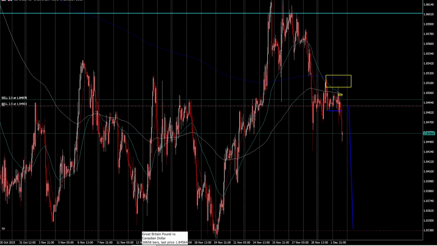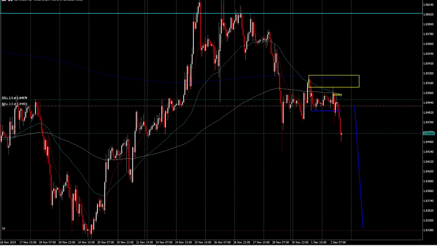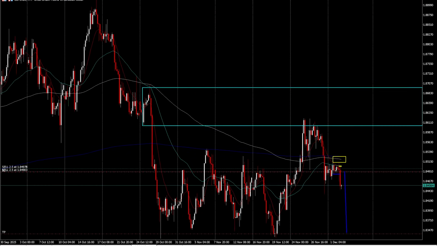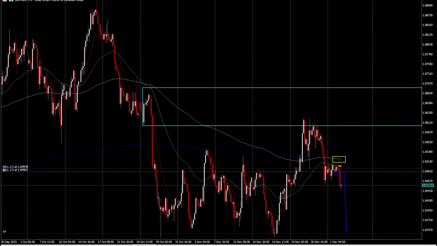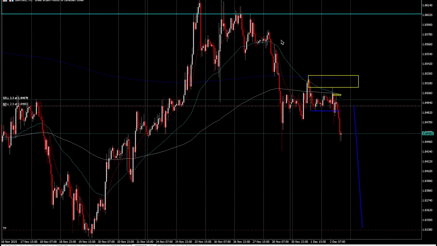So this is what is happening on GBP CAD right now. As you can see, the trade is in profit. Remember what I said, in the H4 the 13 EMA basically is the 50 EMA in your H1 time frame. So this is basically what happened.